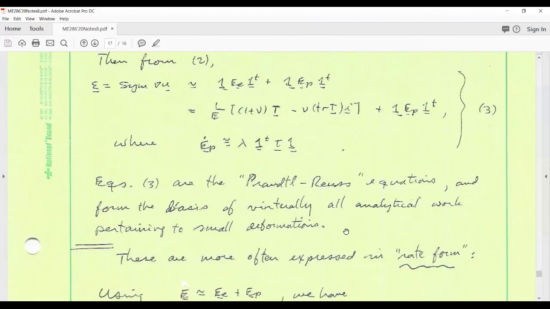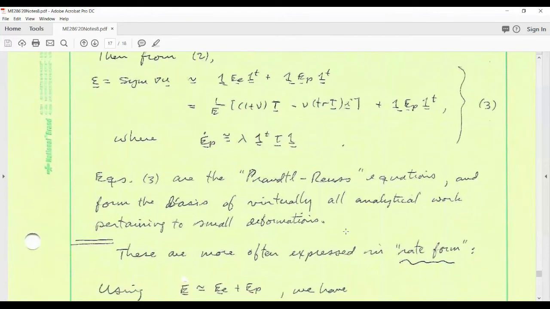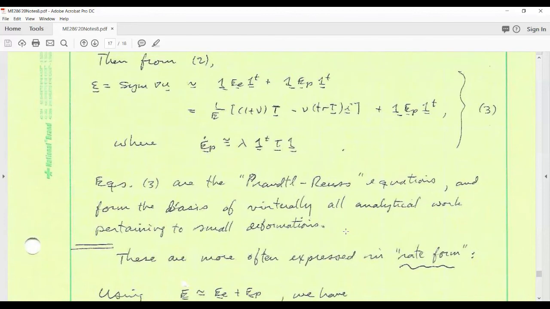And they arose in response to experiments that indicated that the rigid plastic theory was experimentally off in the cases when the overall strain was small, that there were significant errors relative to experiments produced by using the rigid plastic model. So the Prandtl-Reuss equations were invented to overcome those experimental discrepancies.